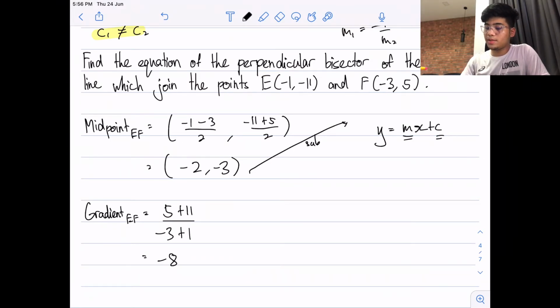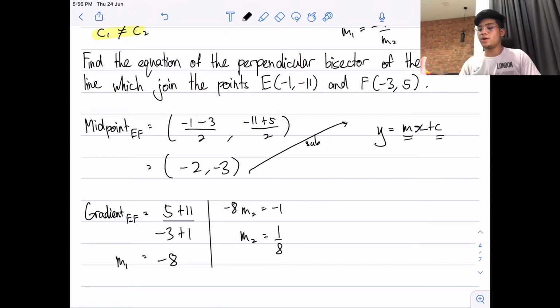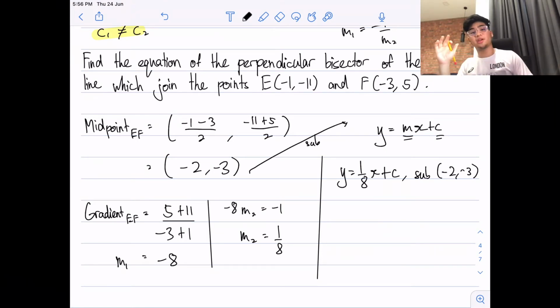So what would be the gradient of our perpendicular bisector then? That would mean that, let's say that this is m1, right? So I know that -8, alright, -8 times m2 will equal -1. So that means I know that m2 equals 1 over 8. So from there, we already know that our equation right over here is going to be y equals 1 over 8 x plus c. So I want to sub in my value, sub -2, -3, because we know that for sure the perpendicular bisector will pass through the midpoint of our line EF.